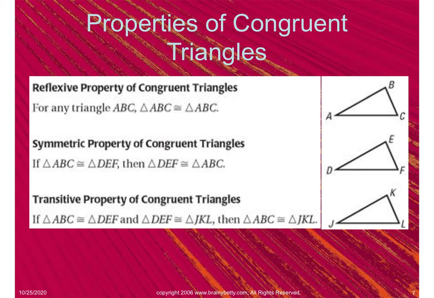You can reference any one of those, but remember, reflexive is just the same thing equals the same thing. Symmetric is like a line of symmetry, so you can reverse the order. And then transitive is if A is congruent to B, and B is congruent to C, then A and C are congruent. And let's go back to the third.